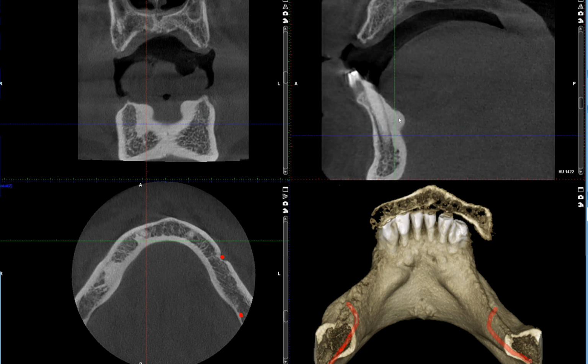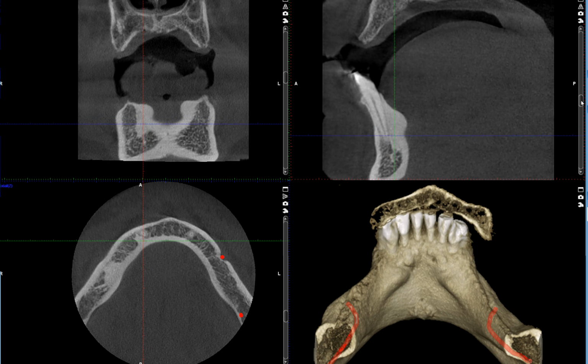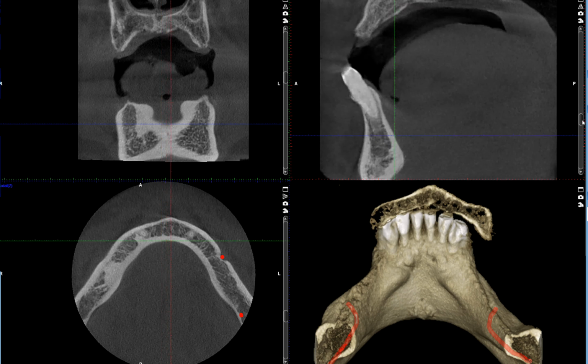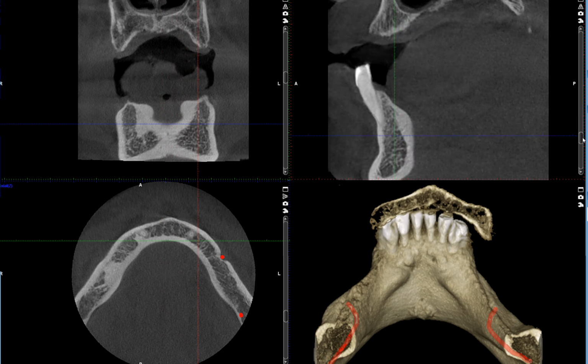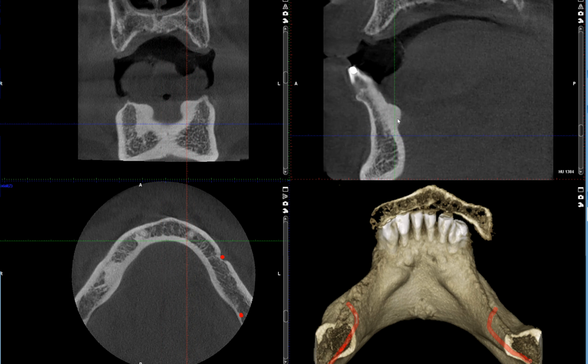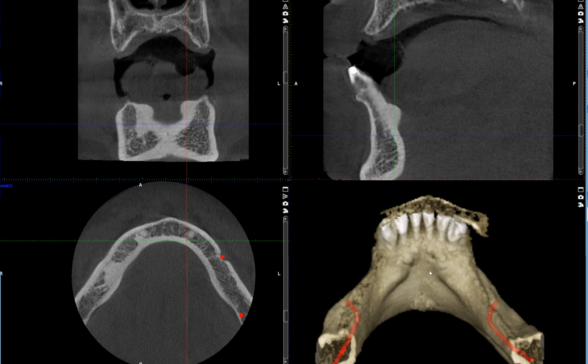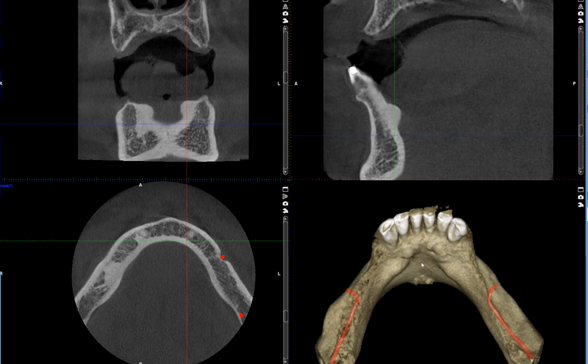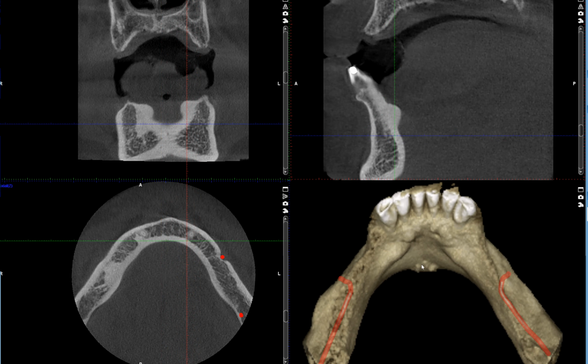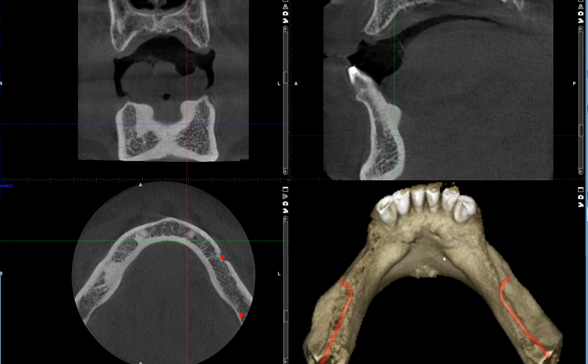This opacity is continuous with the remaining lingual cortex of the mandible and demonstrates the same bone density. So this is in the area of number 27, and if I scroll over to number 22, here we see it again. I think what's going to definitely give it away is this 3D rendering view. Look over here, that's the area that we identified.